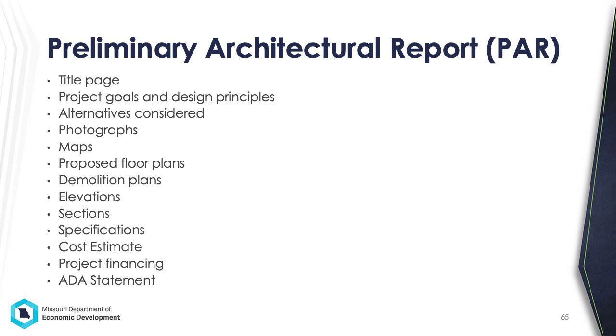Again, three alternatives must be considered. Photographs of exterior and interior conditions labeled and keyed to the site map and floor plans. Maps including an area map, site map, and topographic map. Completed scaled floor plans of the proposed structure that indicate all proposed new construction and demolition plans that indicate all proposed demolition. All elevations of the existing building.